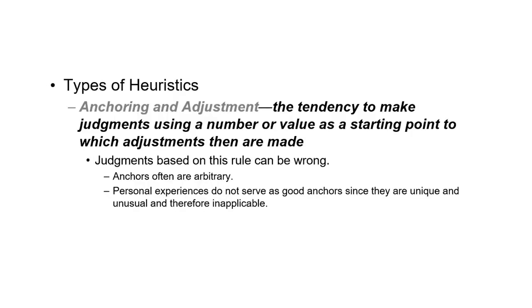Moving on, there is another type of heuristic which is anchoring and adjustment. So basically, it is the tendency to make judgments using a number or value as a starting point to which adjustments then are made. Judgments based on this rule can be wrong because anchors often are arbitrary, and personal experiences do not serve as good anchors since they are unique and unusual and therefore inapplicable. Okay. Moving on.